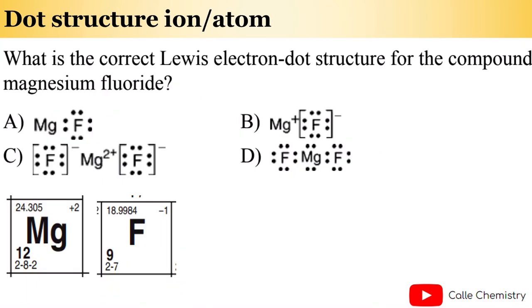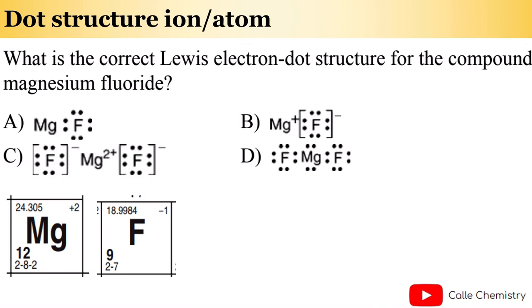Next one. Dot structures, ion and atom. Okay. So here's a question where they ask you, what is the electron dot structure for this compound? Magnesium fluoride. Now, what you would do for this question is, first, write the formula. Unless you know how many of each you need, you're writing the formula.